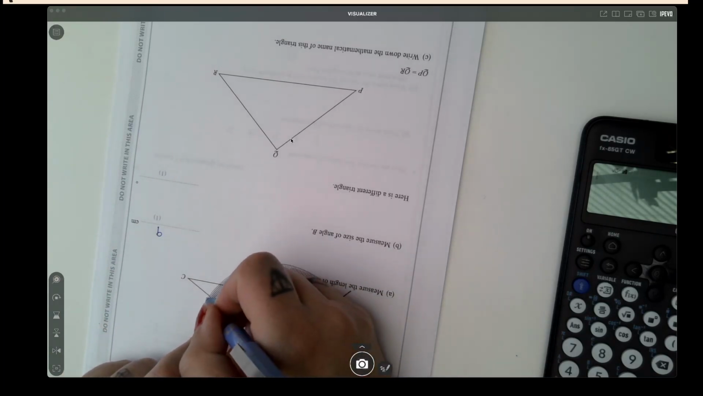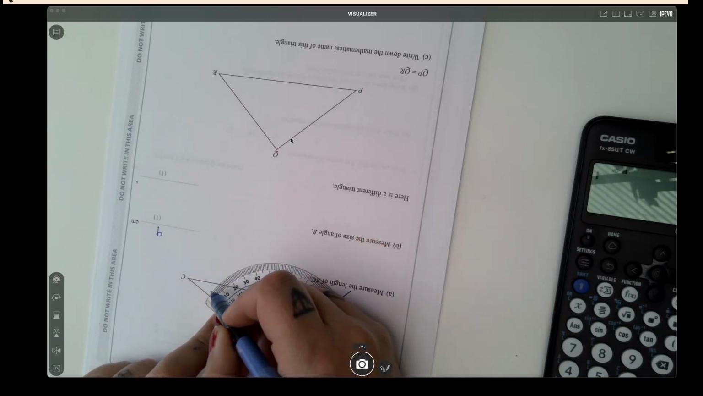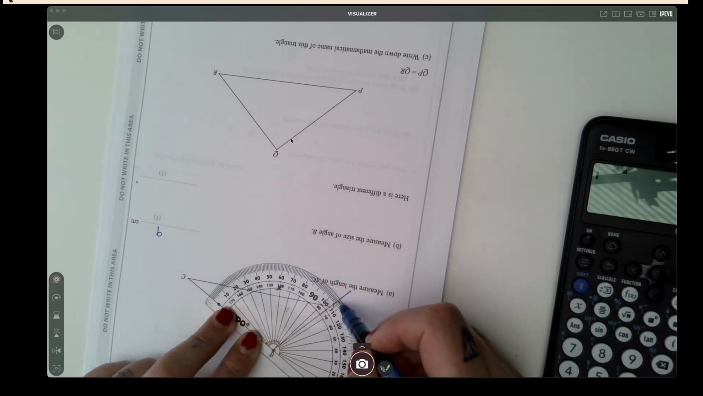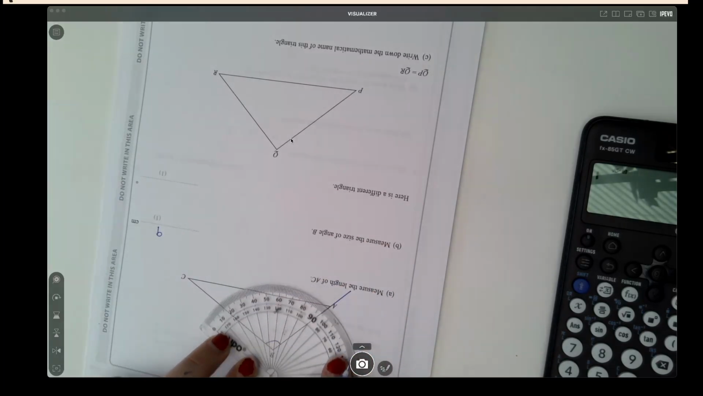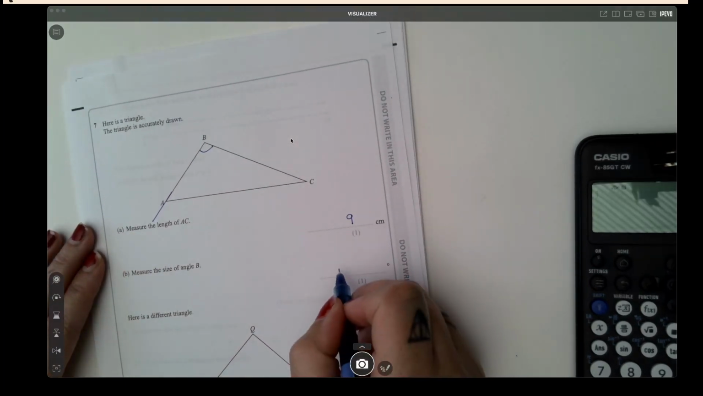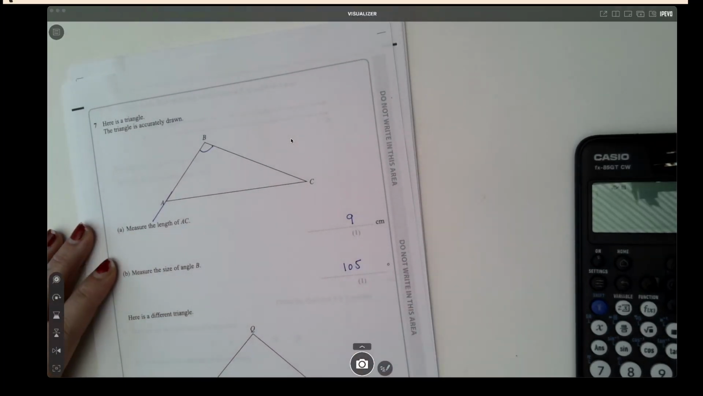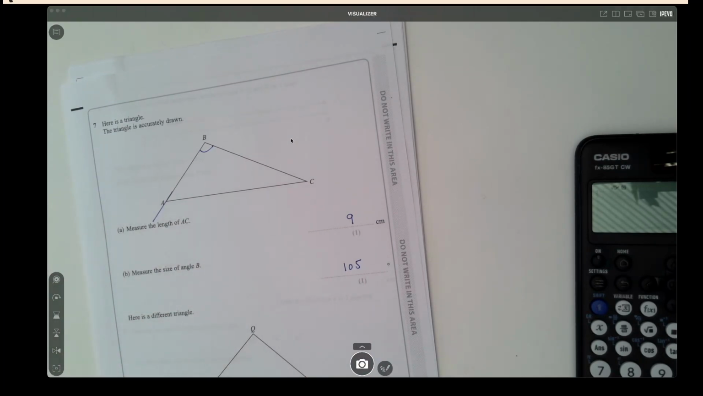Flush with BC, read around the outside because it's this 0 that I've brought flush. So we're going to go all the way around to here. 101, 2, 3, 4, 5. You do have a tolerance of 2 degrees either side on this.